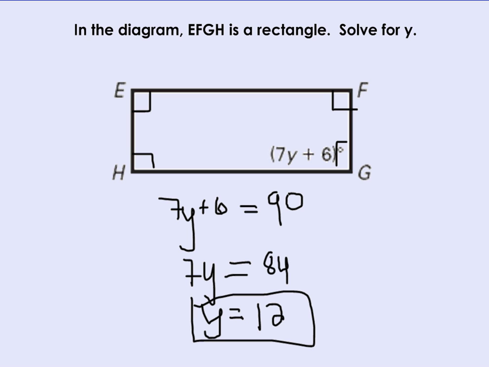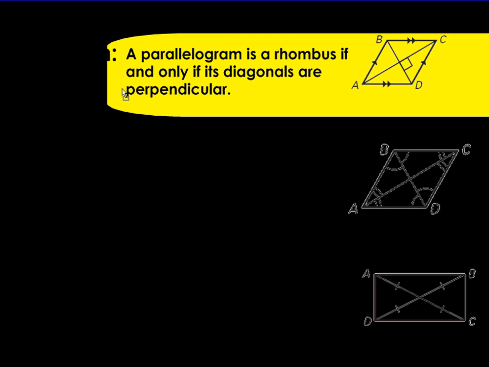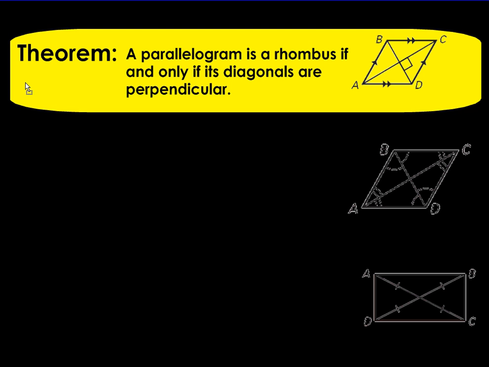Now, rectangles and rhombuses have a few more properties that we need to make sure that we keep in mind other than the definitions. So the first one we have is that a parallelogram is a rhombus if and only if its diagonals are perpendicular. So in addition to being a parallelogram with all sides congruent, we're going to notice that its diagonals are perpendicular.